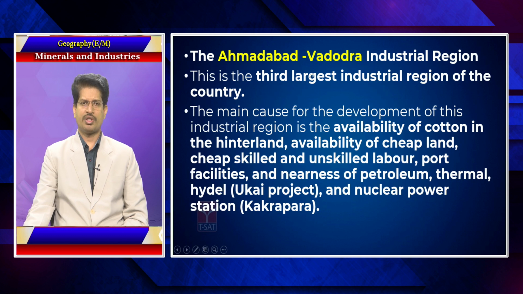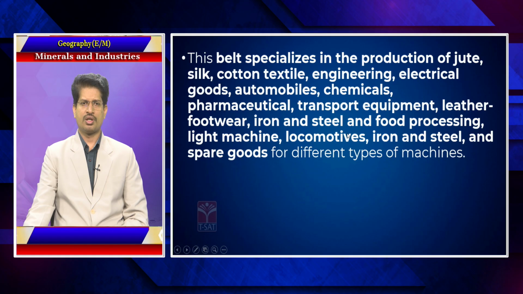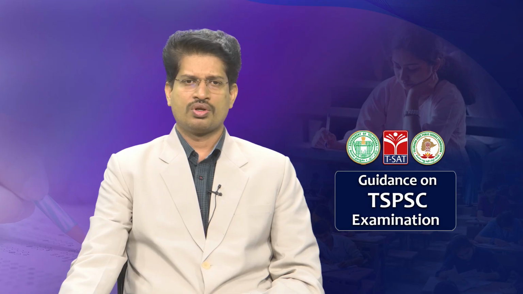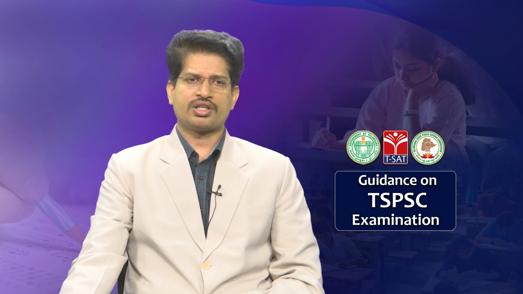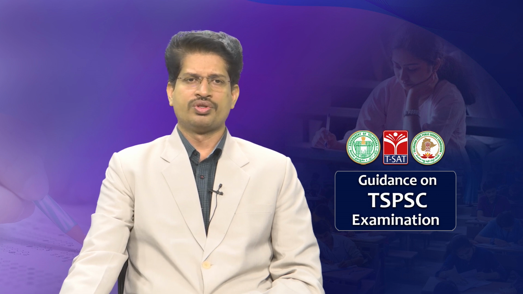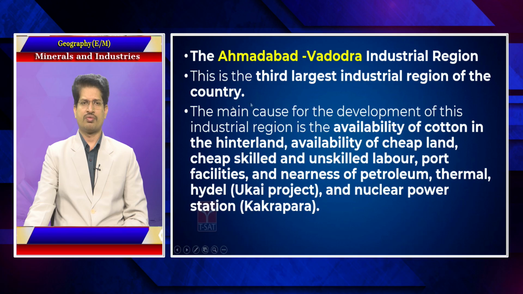Next is the Ahmedabad-Vadodara industrial region. We are talking about an industrial region which needs to be mentioned. This is the Ahmedabad Gujarat industrial region here, which has developed. So, it has also got certain factors. What are the factors responsible for the development of this industrial region? This is the third largest industrial region of the country.